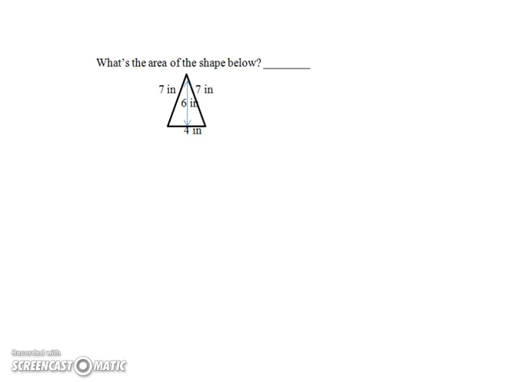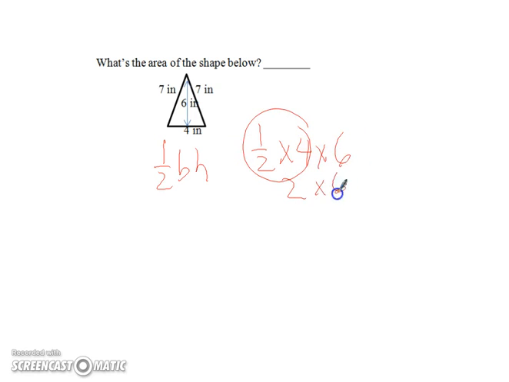What's the area of the shape below? It's a triangle, so I'm doing 1/2 base times height. I got 1/2 times 4 times 6. Remember, height is straight up and down. Half of 4 is 2. 2 times 6 gives me 12 square inches.